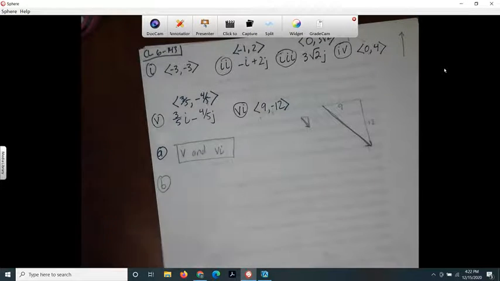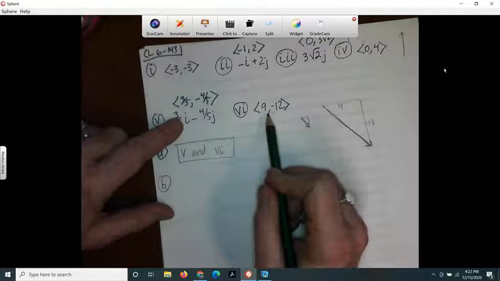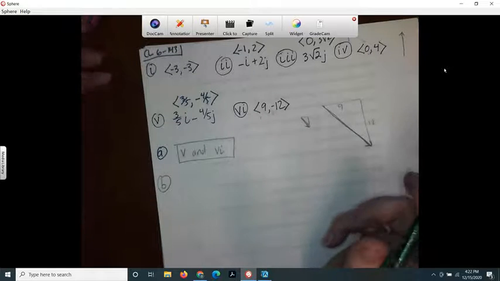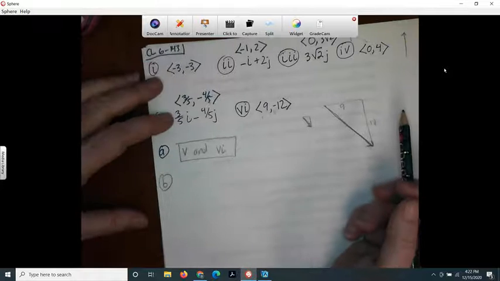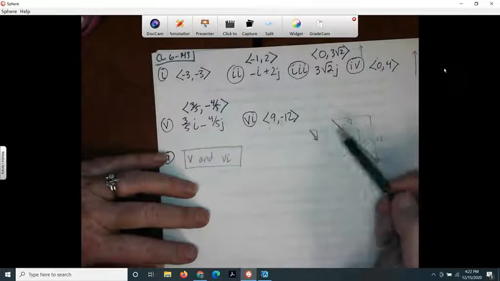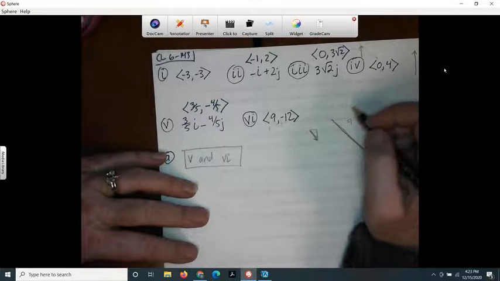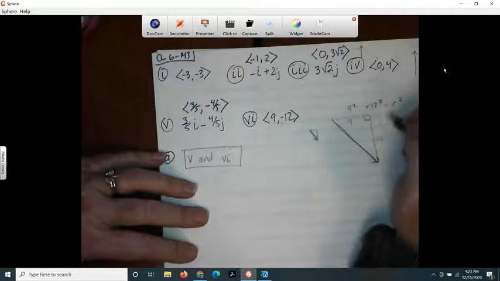says, which pair of vectors has the same magnitude but not the same direction? These two have the same direction, but this one has a much smaller magnitude than this one. So now I'm looking for ones that have the same magnitude but a different direction. I went through and found the magnitude of everything. Remember, magnitude is the length, and you use the Pythagorean theorem. So it's 9 squared plus 12 squared equals c squared.